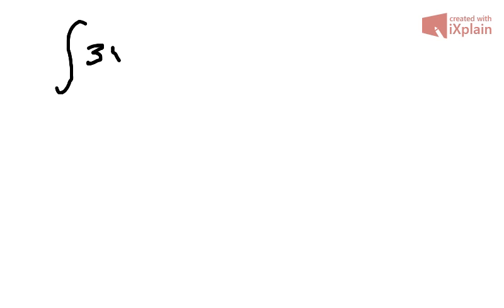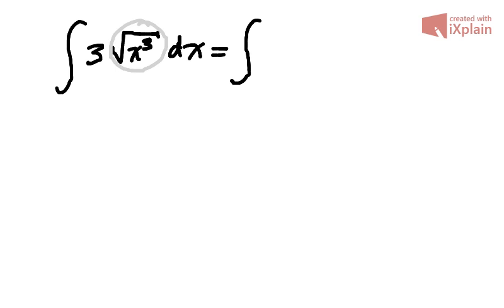Integral of 3 square root of x cubed with respect to x. Before we start integrating, we need to rewrite this square root of x cubed as a power of x with fractional exponent. So that will look like 3x, and now what do we do here?